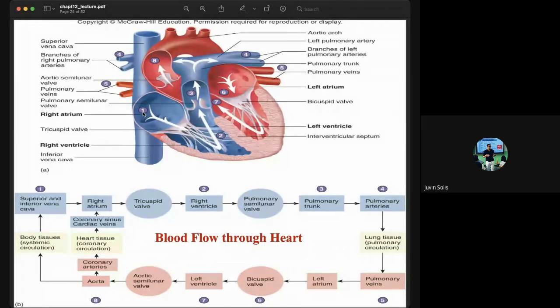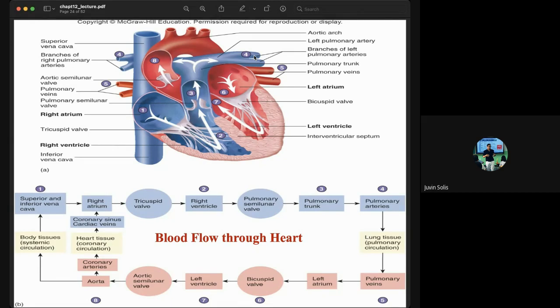Okay. Now, in order for the blood to flow, it will pass through first here. From your right atrium, it will pass through your tricuspid valve, and then the blood will be received by your right ventricle. And in order for it to move again, it will pass through your pulmonary semilunar valve here. Then it will go to the pulmonary trunk, and then it will branch out to your left and right pulmonary arteries.